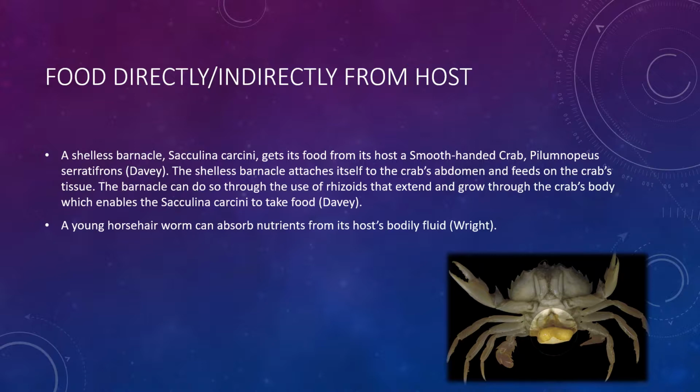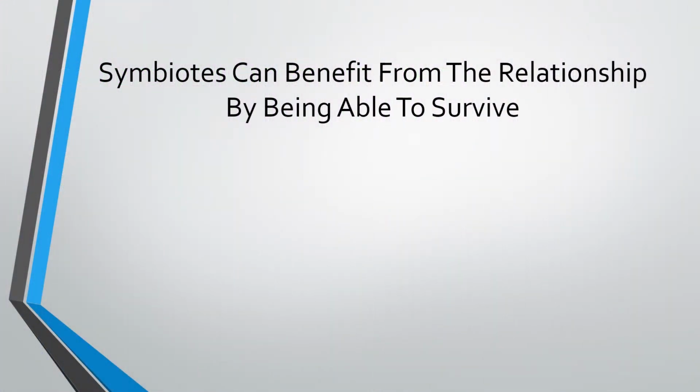An example of a symbiote getting its food indirectly from its host is a horsehair worm. A young horsehair worm can absorb nutrients from its host's bodily fluid. Symbiotes can also benefit from the relationship by being able to survive.